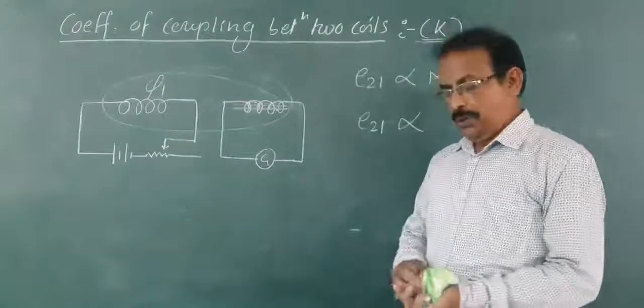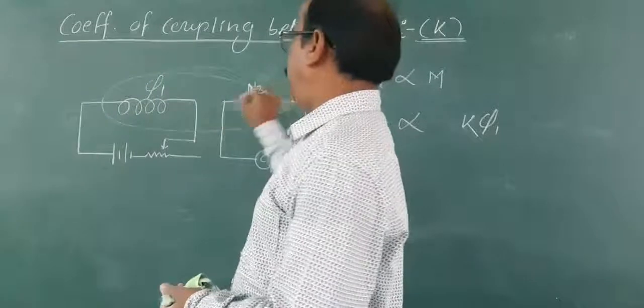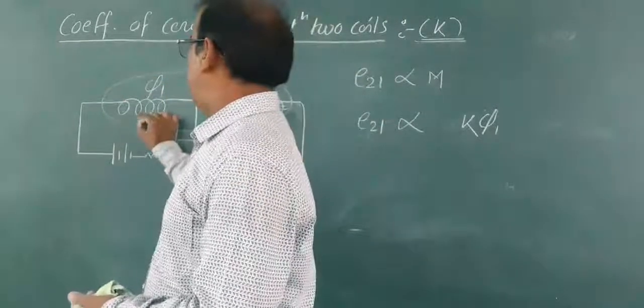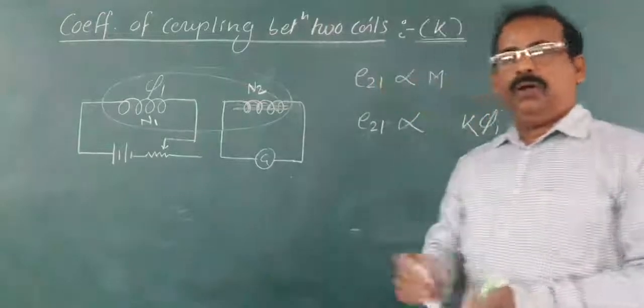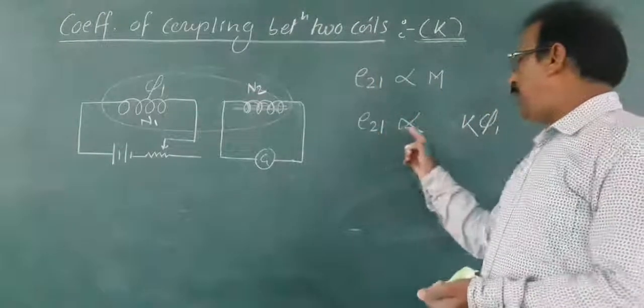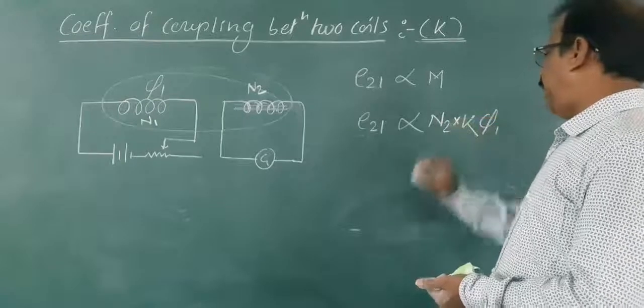If in this second coil the total number of turns are N2, and in this first coil the total number of turns are N1, then you can write E21 proportional to N2 into K times phi.